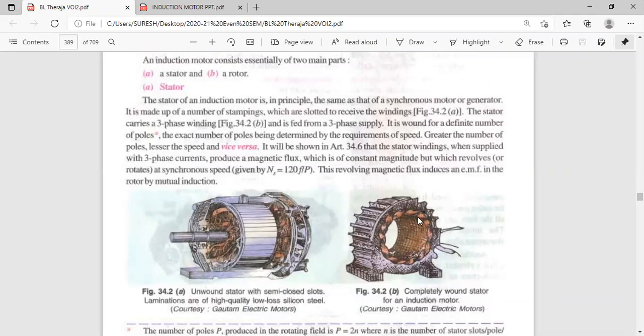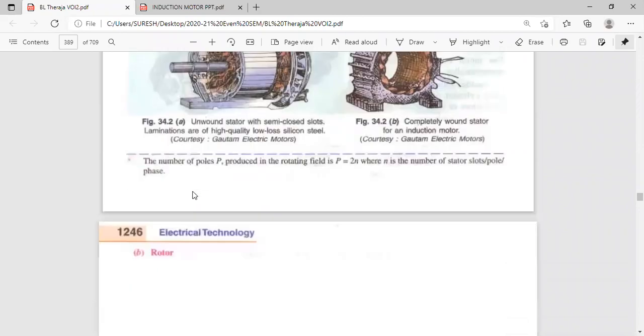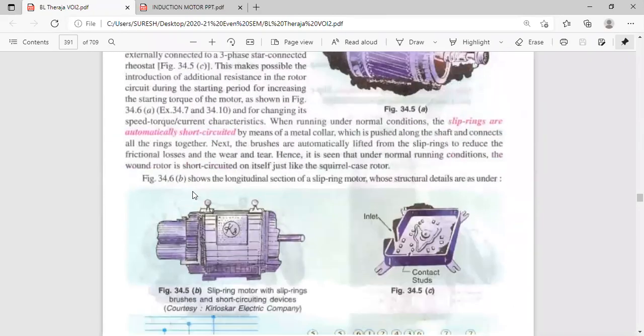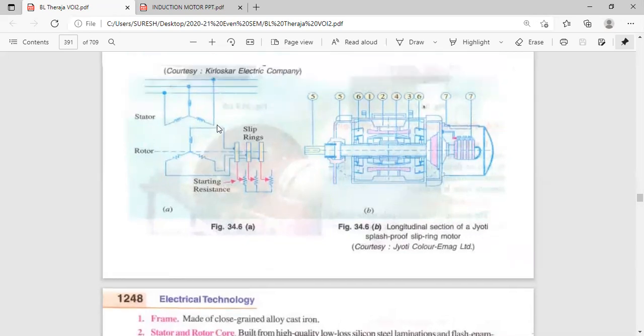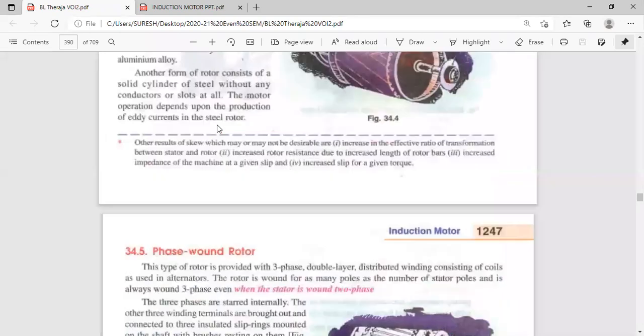In the stator, flux is developed. Stator coils are only used to generate the magnetic flux. Now this flux is linking with the rotor coils and EMF is induced in the rotor by mutual induction. What is the principle? Mutual induction. Due to mutual induction between these coils, EMF is induced in the rotor, not in the stator. Okay, in this way. Now come to the rotor part.